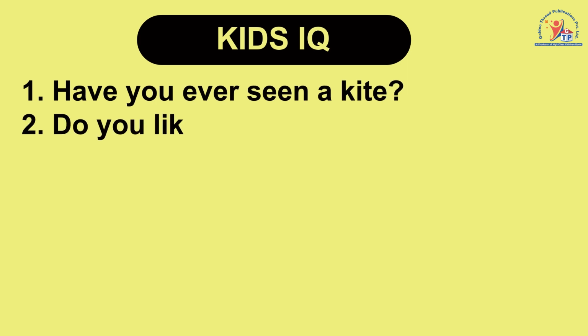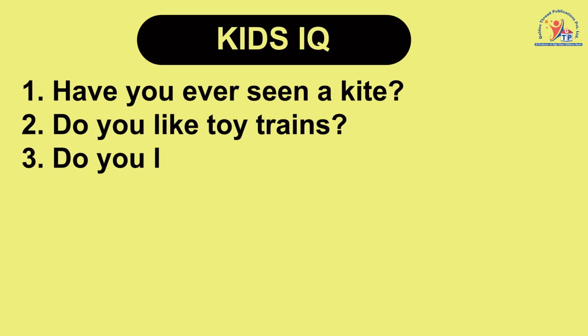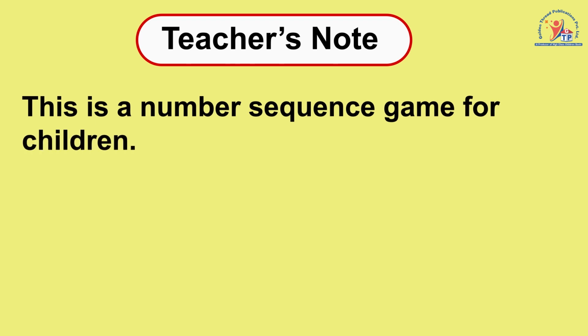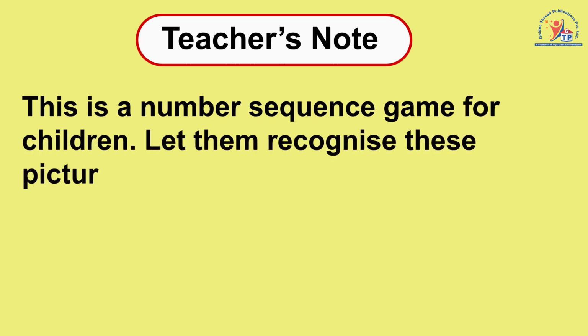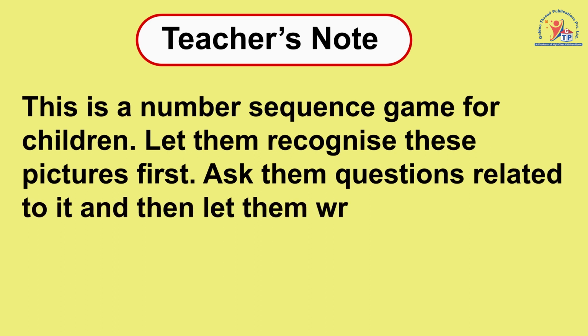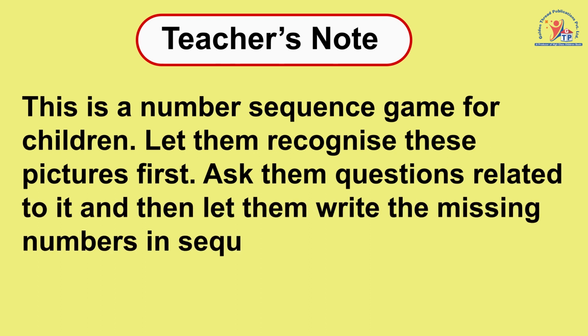2. Do you like toy trains? 3. Do you like to eat apples? Teacher's note: this is a number sequence game for children. Let them recognize these pictures first. Ask them questions related to it and then let them write the missing numbers in sequence.